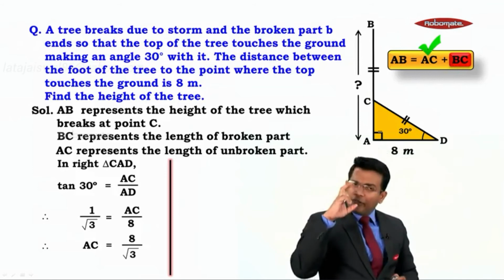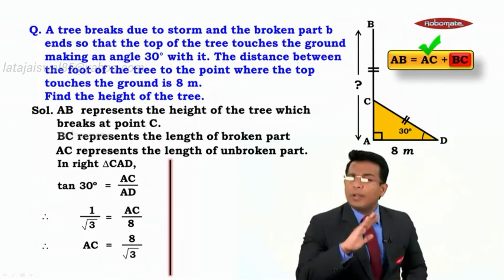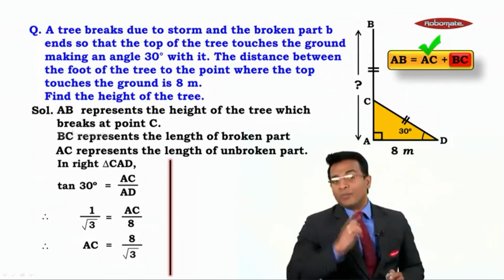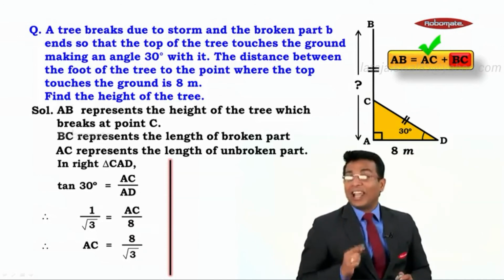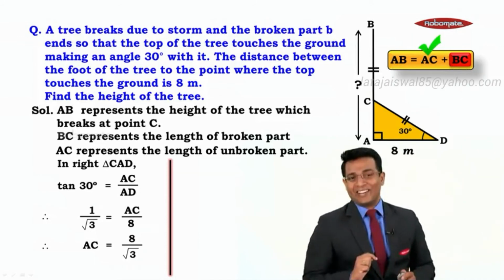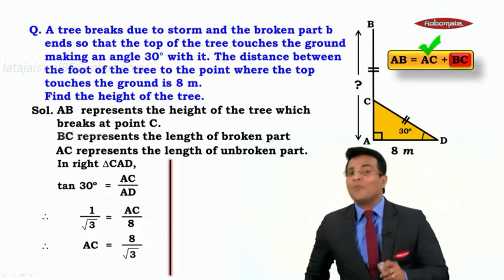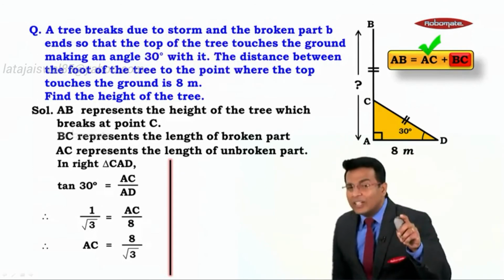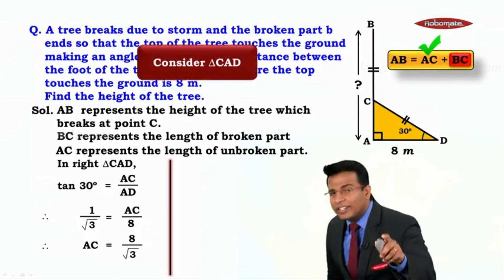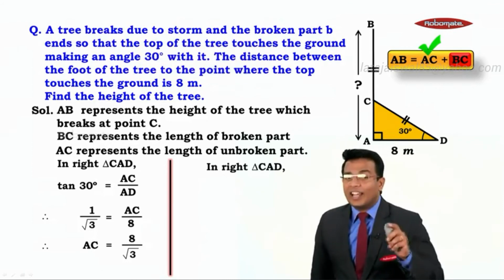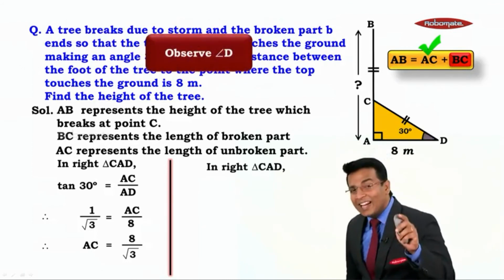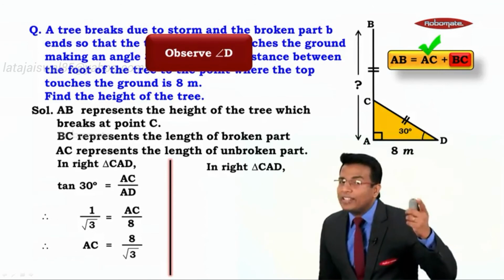If you look at BC, you can't find BC directly because BC doesn't belong to that right angle triangle. But we know that BC and CD are equal and CD belongs to that right angle triangle. So let's find the length of CD now. So what are we going to do? Consider that right angle triangle CAD, and here we are going to take angle D. For that, we need to find CD.